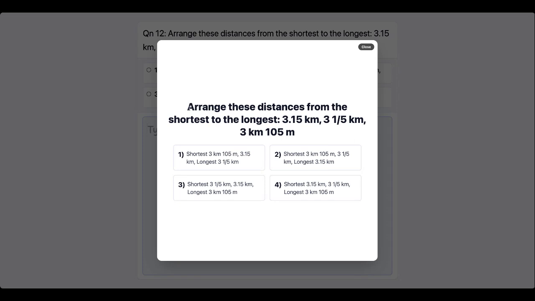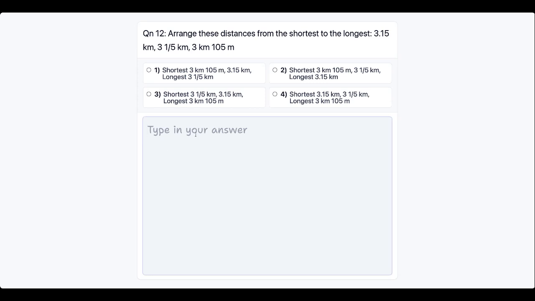So question 12 says, arrange these distances from shortest to longest. You have 3.15 kilometers, 3 1/5 kilometers, and 3 kilometers and 105 meters. So with this, we can just convert everything into meters, right? Okay, so we know that we have 105 meters for this. So what about 3.15 kilometers?